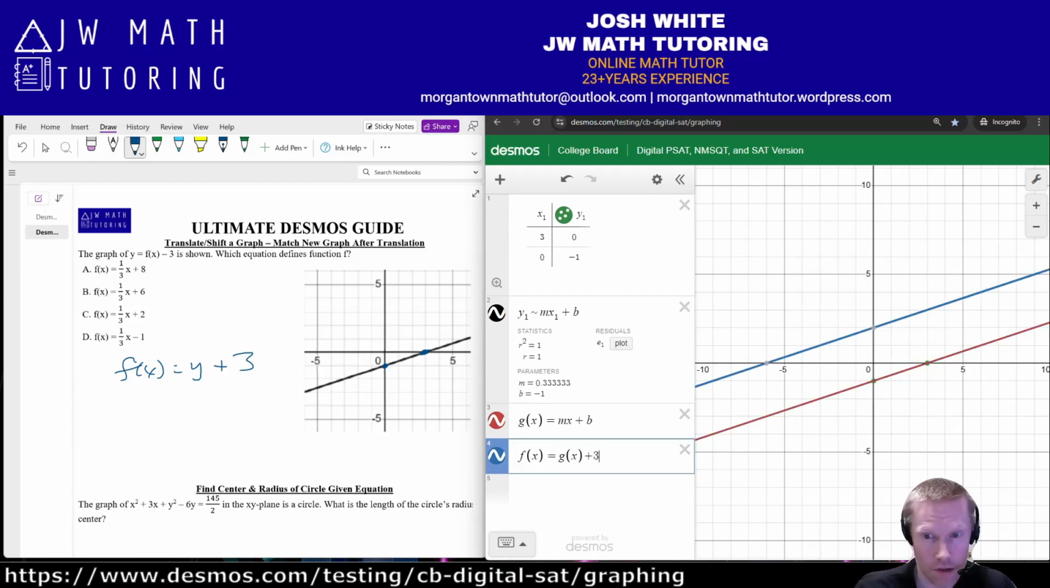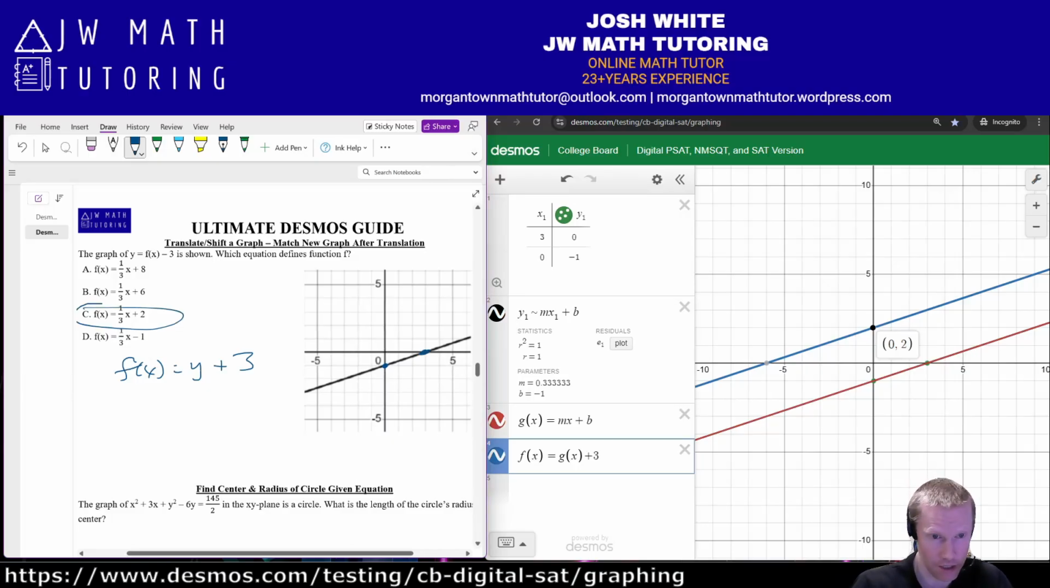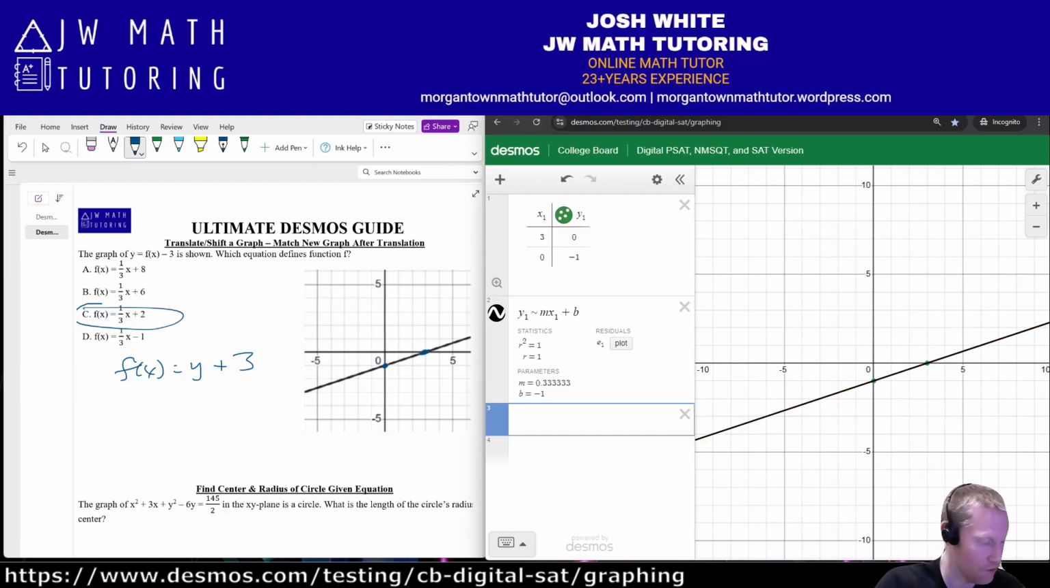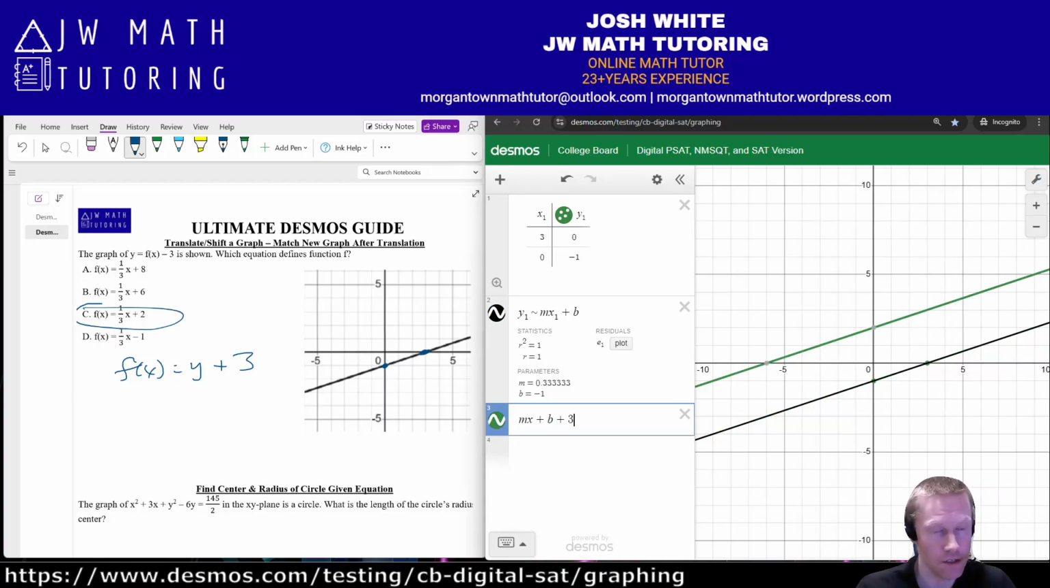All right, so now what's the equation of this line here? Well, it's going to have the same slope. The slopes are all the same, so that's 1/3. So what's the y-intercept of my translated function? It's +2. So the correct answer is clearly going to be letter C here. Now, if you just wanted to save time, you could do it all in one step. For f of x, just take mx plus b and then add 3 to it to represent the vertical shift up 3.